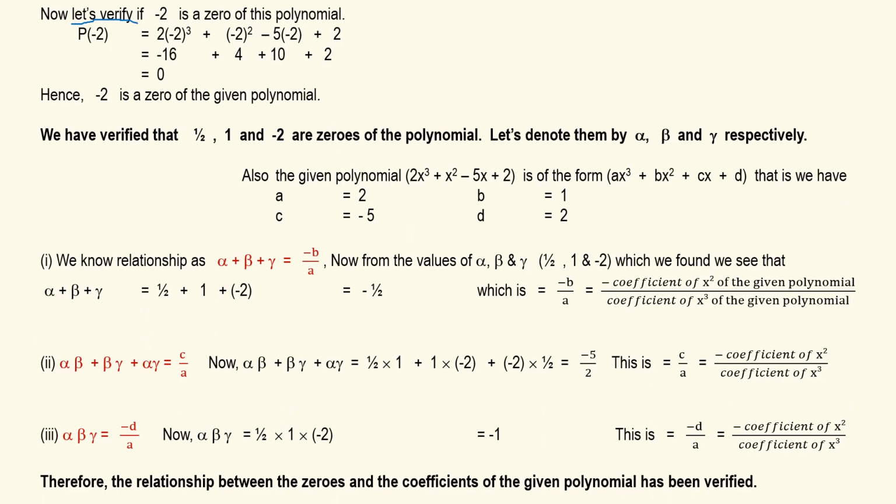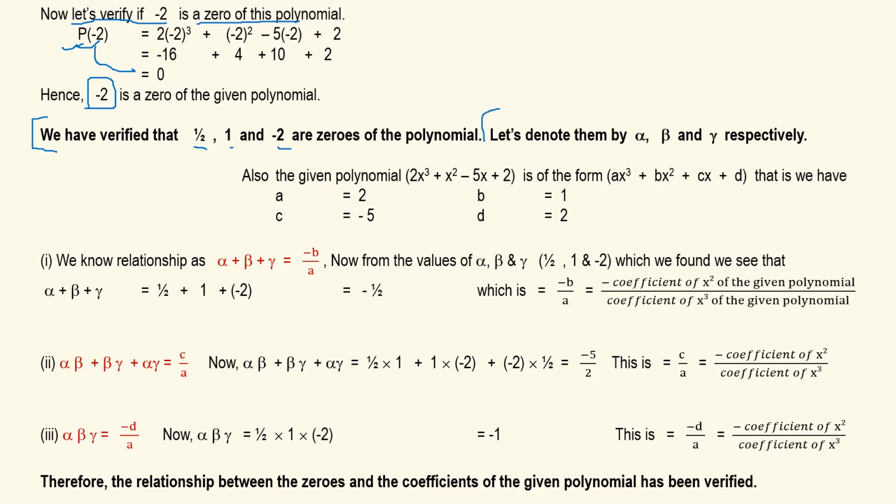Now let's verify if minus 2 is a 0 of this polynomial. When we put x equal to minus 2, we get the value of the polynomial equal to 0. Hence we can say that minus 2 is a 0 of the given polynomial. Therefore, by now we have verified that 1 by 2, 1 and minus 2 are zeros of the given polynomial.